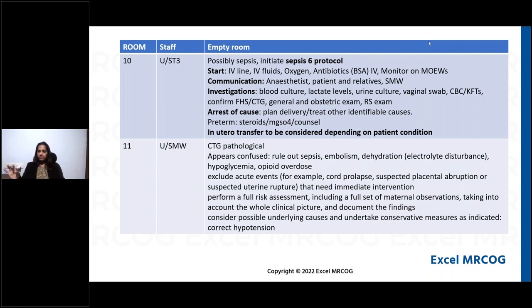So what you need to remember is basically how your management will change depending on whether there are symptoms and signs of sepsis or not. Because PPRM guidelines will tell you erythromycin, but if there is sepsis, the management will change and you need to deliver the patient. You cannot keep the patient. All right. So that's the thing.